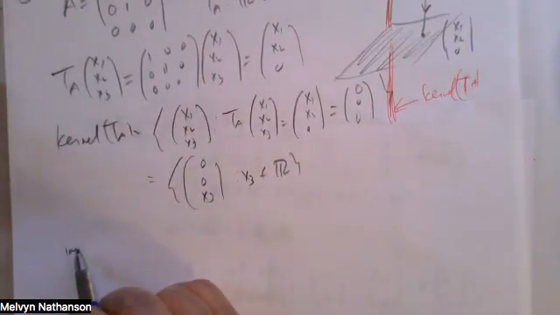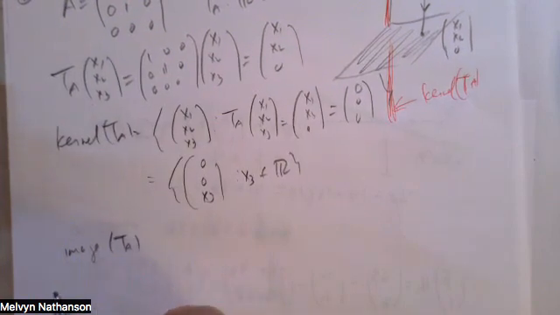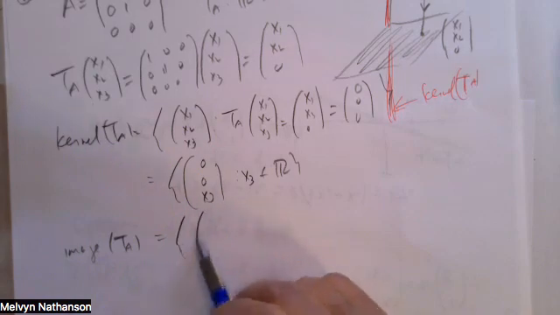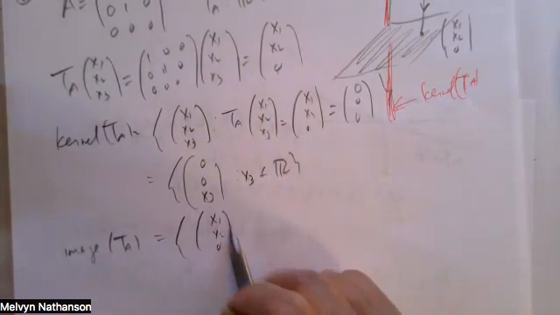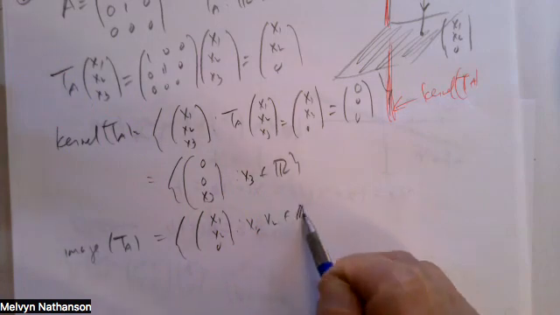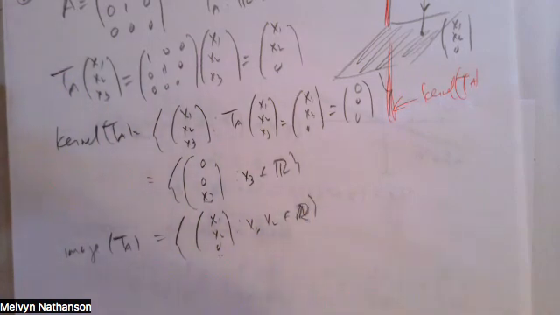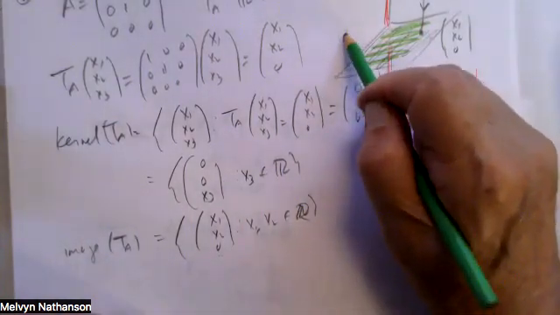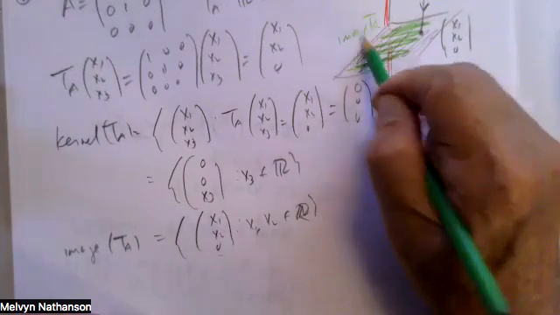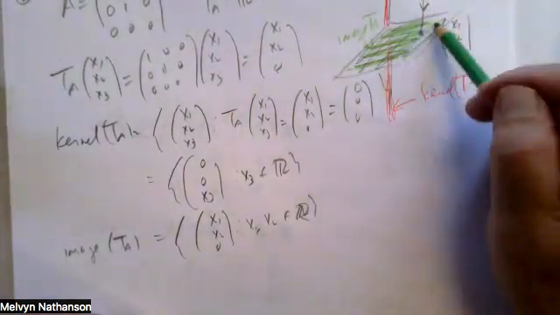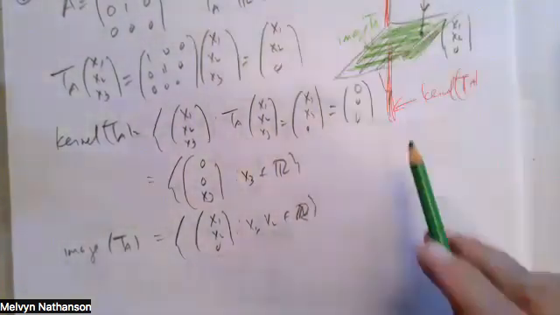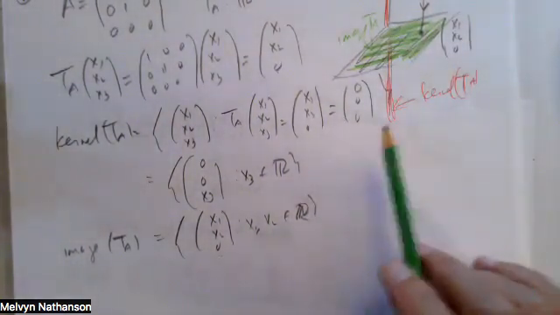And what is the image of T? The image of T, it's all vectors x1, x2, 0. That is, it's all vectors where the third coordinate is 0. That's this horizontal plane. So this xy plane, if you like, this is the image of T. So the image of T is this horizontal plane, and the kernel of T is this red vertical axis.